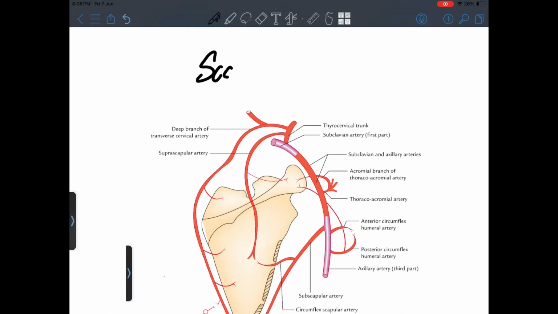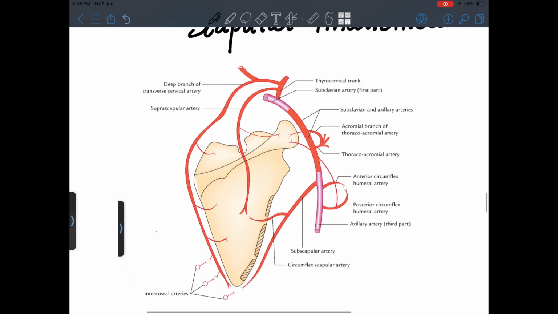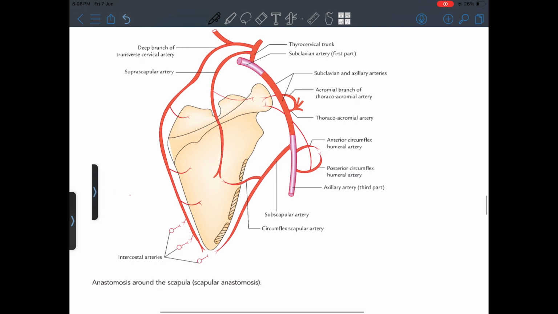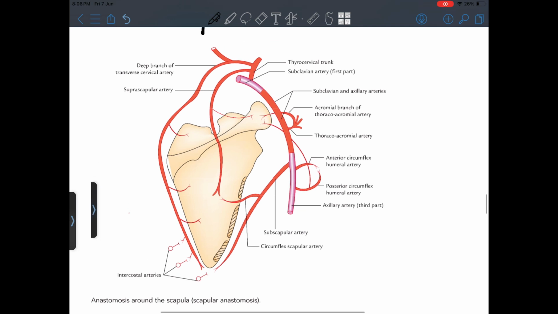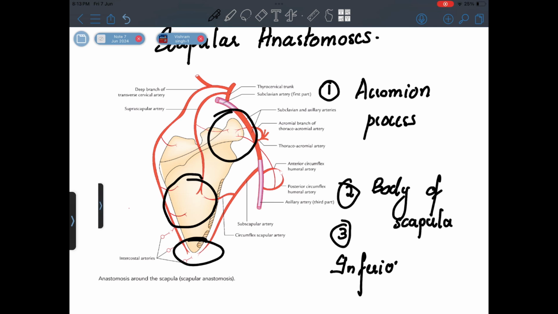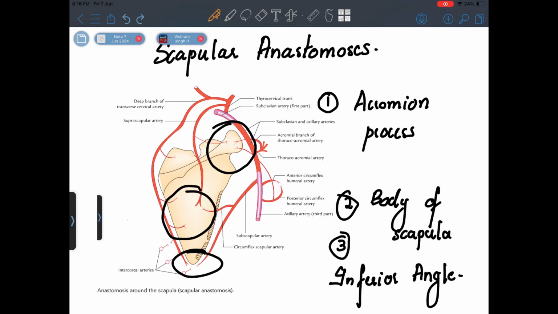Now we're moving on to scapular anastomosis. If there is any block in the proximal axillary artery, we don't have to worry about the circulation to the upper limb because of the anastomosis between the subclavian artery and the axillary artery. So the circulation is intact. Now we have the anastomosis over the acromion process. This is a minor anastomosis. We have it over the body of the scapula and we have it at the inferior angle of the scapula. So let us see what branches constitute this anastomosis.